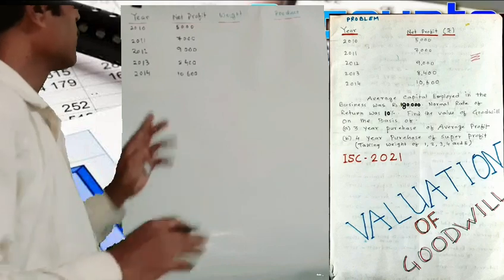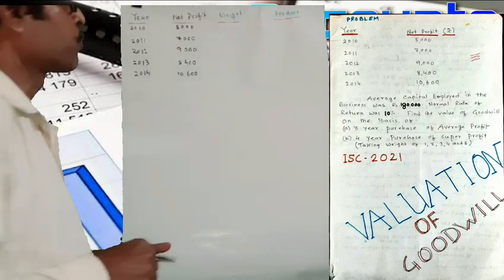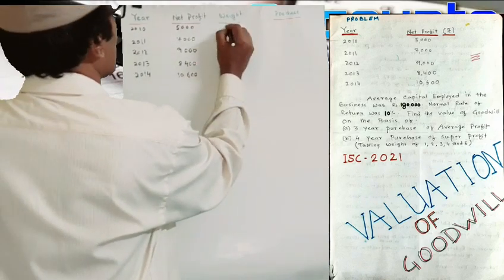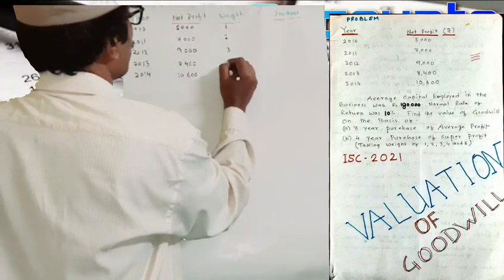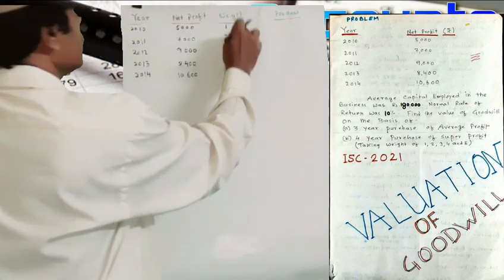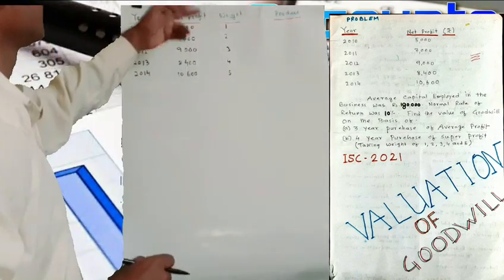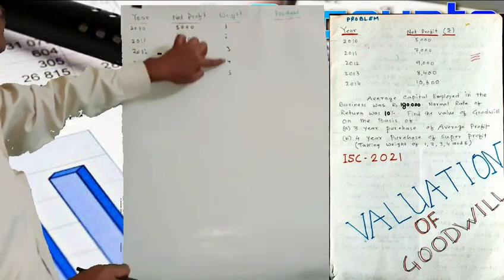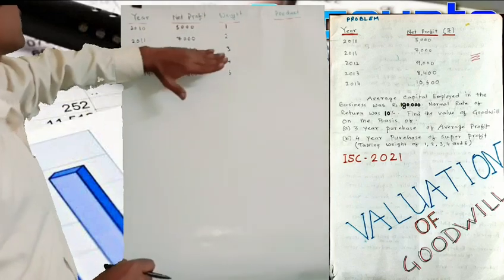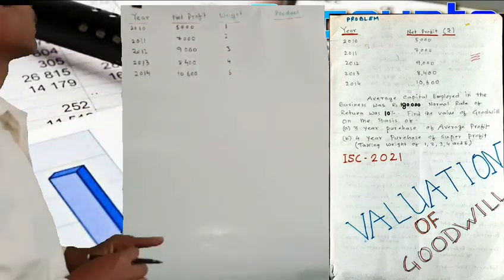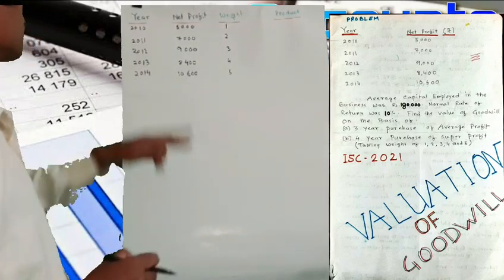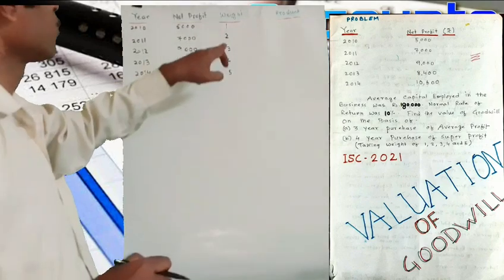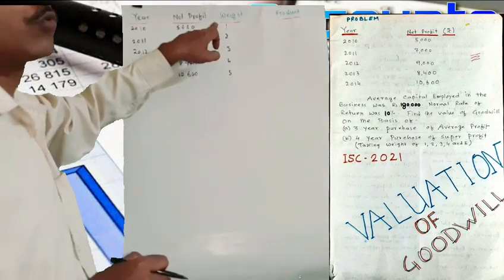For calculation of goodwill, you have to take the weight. In the next column you write weight: 1, 2, 3, 4, 5 in increasing order. If four years' profits are given, you write 1, 2, 3, 4. If three years' profits are given, then write 1, 2, 3. Clear? Then write 1, 2, 3, 4, 5 as the weights.